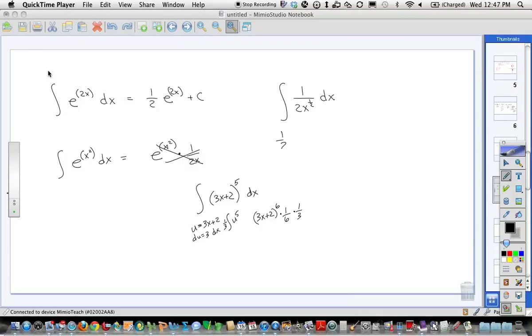Here, all you have to do is pull out the 1/2. You're left with x to the 1/2 on the bottom, which is x to the negative 1/2. That's just a power rule. Now, it's kind of funny because now you just do your power rule and you get your answer. But I had somebody do this. I'm not going to name any names. But somebody said, well, I'm going to let u equal x.